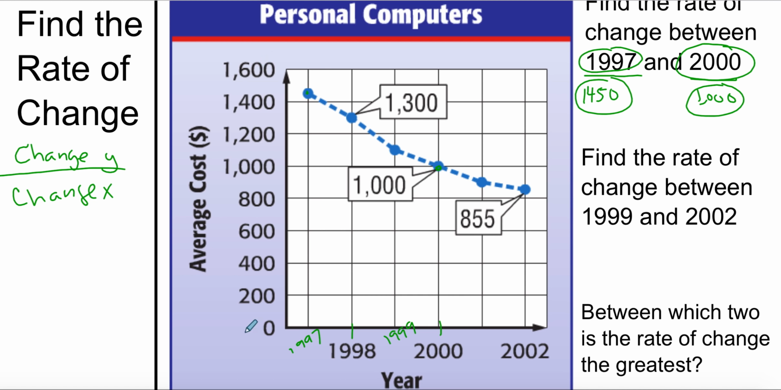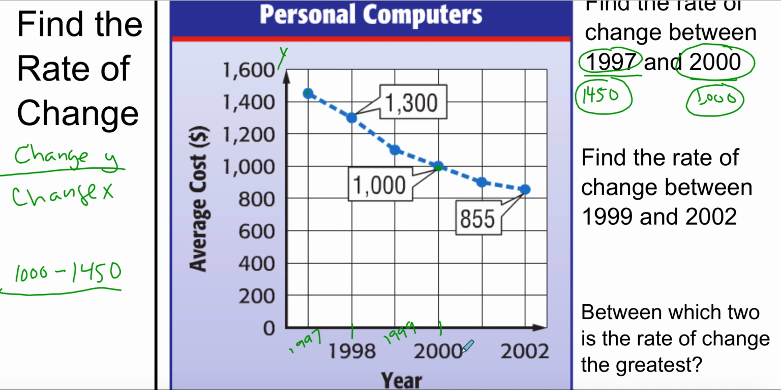Here's my y-axis. The y-axis goes up and down like a yo-yo, and the y-axis is all of these average costs, which means I need to find the change in these numbers right here. So I'm going to take the 1,000 minus the 1,400, and then I need to find the change in x, which is the years.